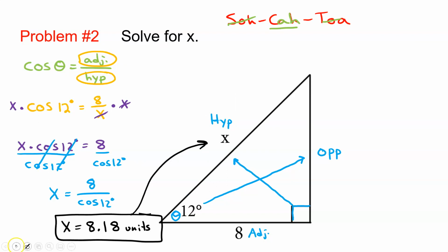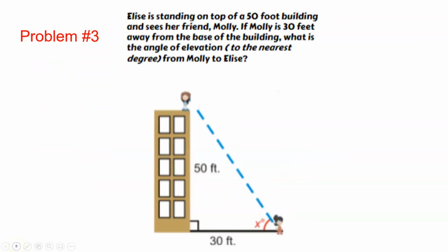All right, let's move on to problem number 3. For this one, they say Elise is standing on the top of a 50-foot building. So again, here we see the building that measures 50 feet, and she sees her friend Molly down there. Molly is 30 feet away from the base of the building. What is the angle of elevation to the nearest degree from Molly to Elise? So again, we're trying to find that missing angle.